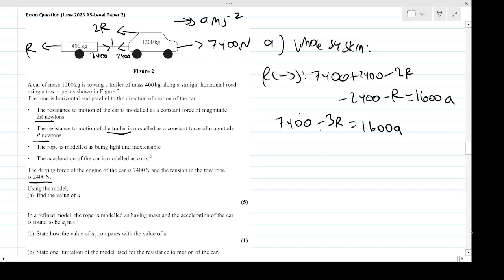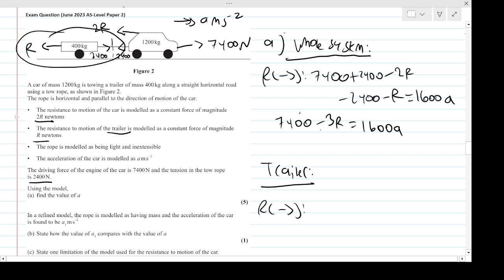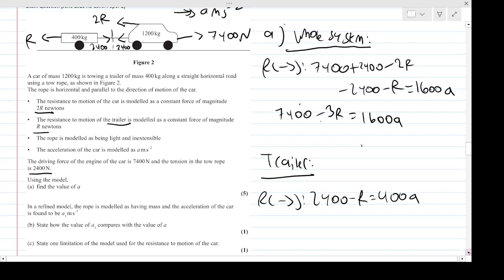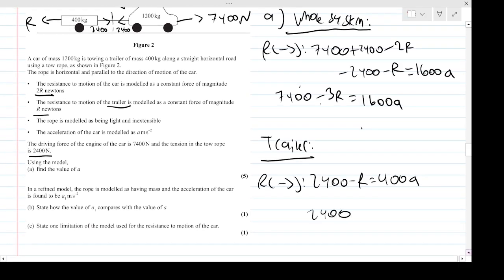So actually it's not enough to just consider the whole system. I now need to consider separately either the car or the trailer. Let's consider the trailer, okay? If I just consider the trailer and resolve forwards, the only forward force on the trailer is this tension of 2,400. Take away R going backwards equals MA, but the mass of the trailer is 400, so 400 times the acceleration A. And so we get this equation, 2,400 take away R equals 400A.